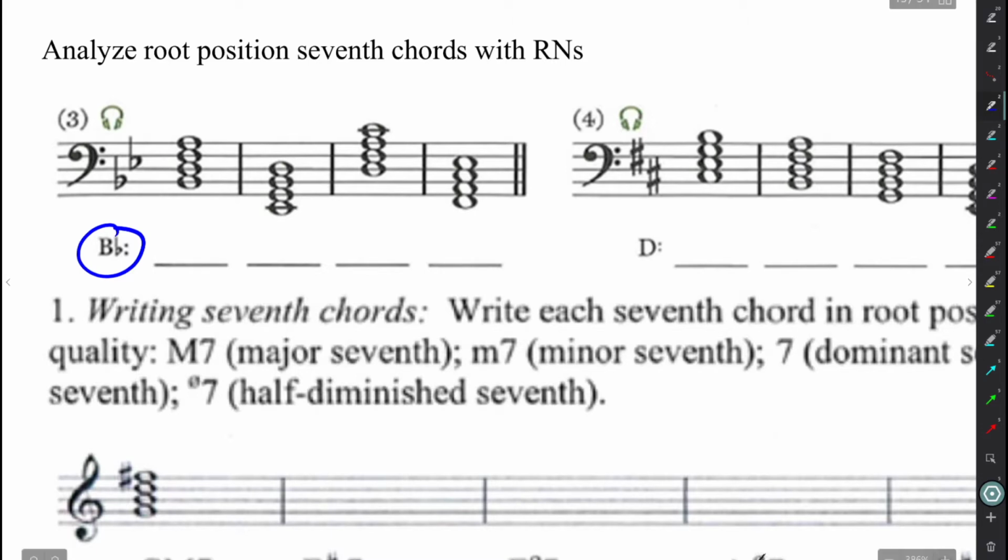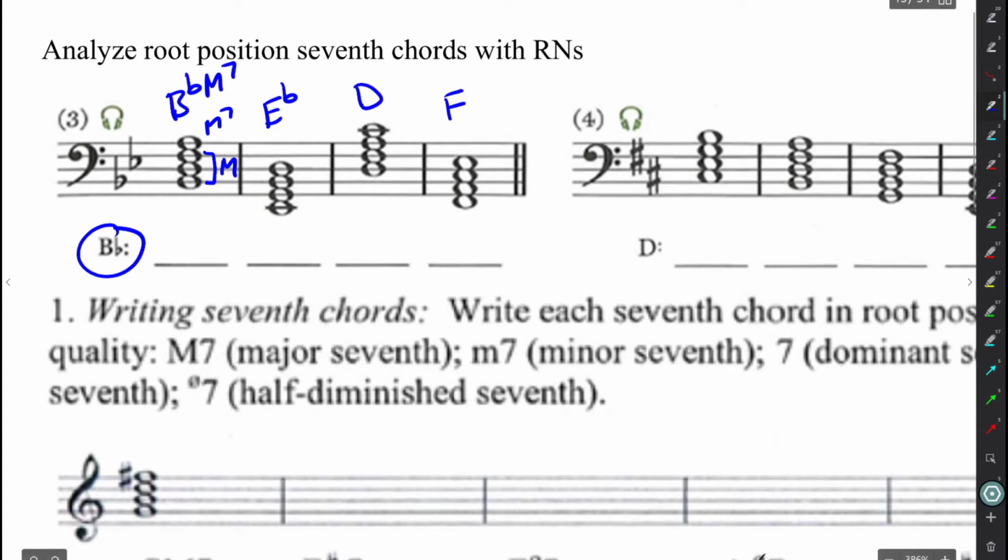We want to identify the roots here. These are all root positions, so I'm just going to write the roots. We have a B flat here, then an E flat, then a D, and then an F. Next, I'm going to analyze the quality. What kind of triad do we have? B flat D F spells a major triad. B flat to A spells a major 7. That makes this a B flat major 7 chord.